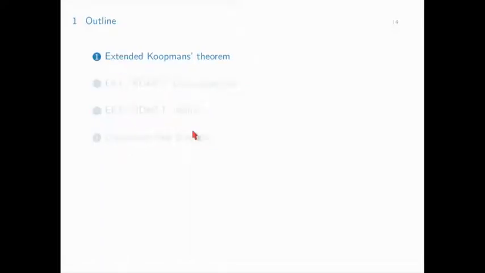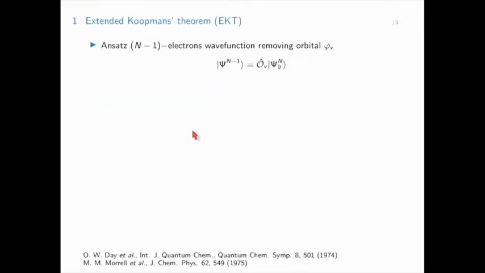So let's start with the extended Koopman's theorem. The EKT was derived independently by Day and Morrell, basically in the framework of quantum chemistry, to calculate charged excitations.